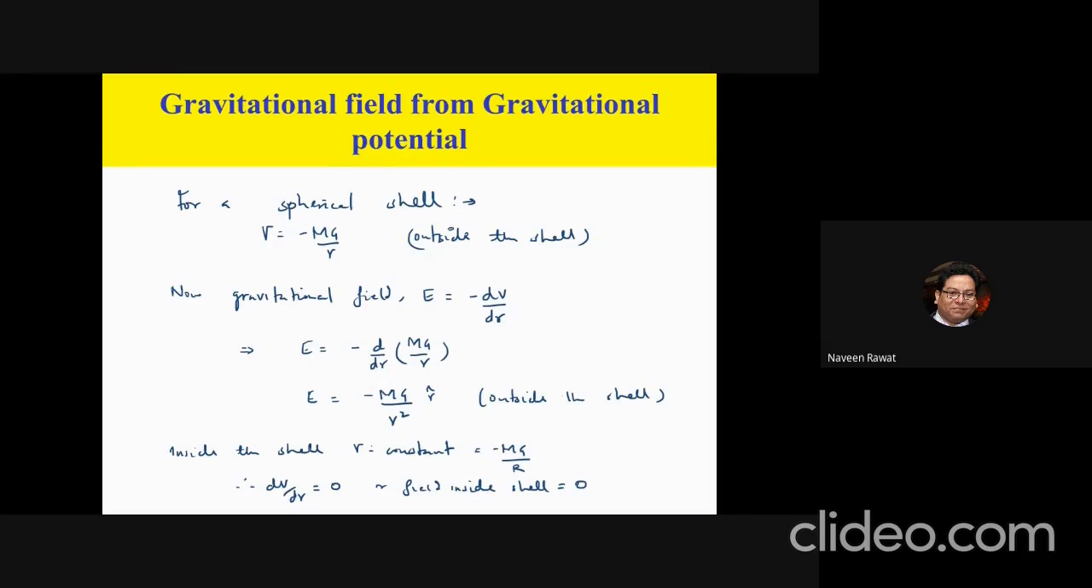If you go inside the shell, your potential V is actually constant. So minus mg by capital R is a constant term. When I take the derivative of this, I will actually get 0, and that is the field inside the shell. I just take the derivative of the potential. Potential is constant at the surface and inside. It is just this value, minus mg by capital R, and so my value for E, which is the gravitational field inside the shell, should be 0.